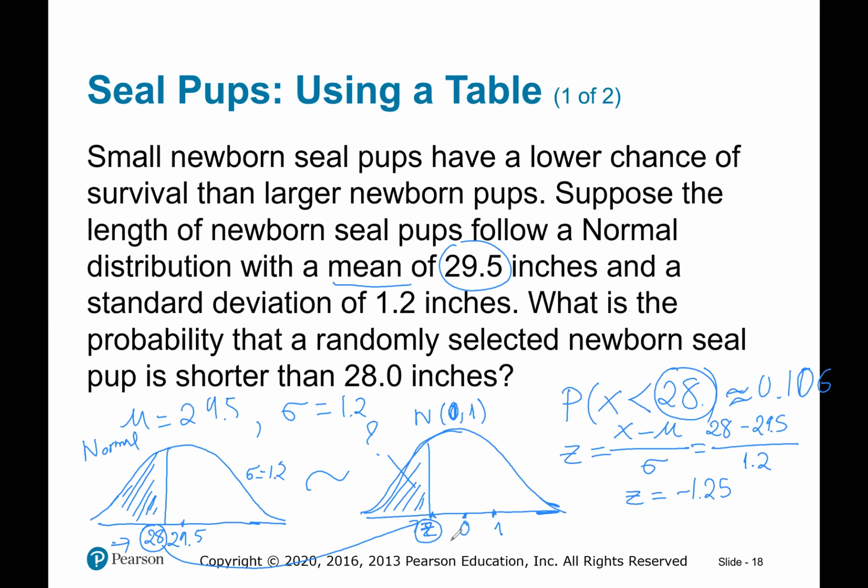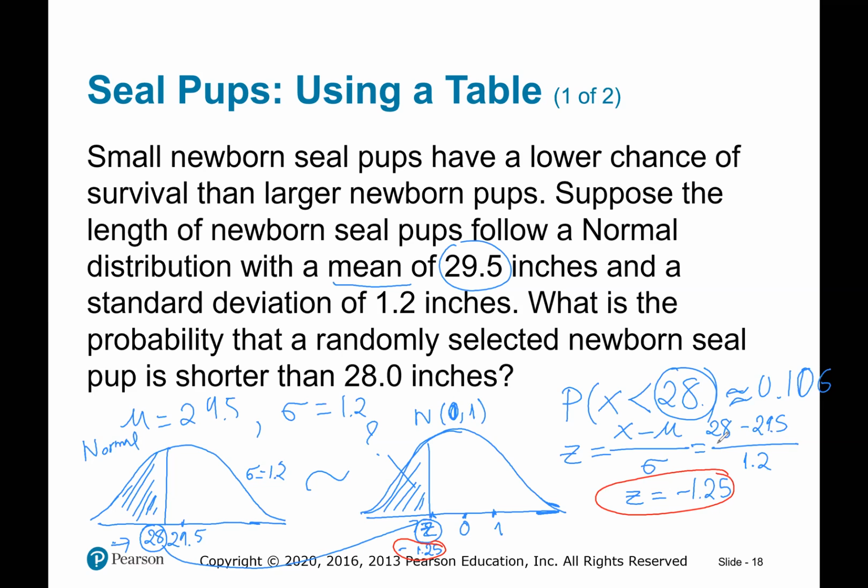This z is negative 1.25. Okay, so if you see, why it became negative here, because you see that it's below 0, so it should be negative, right? Just roughly estimate, and it looks okay to me. Okay, so now we have z equal to negative 1.25.